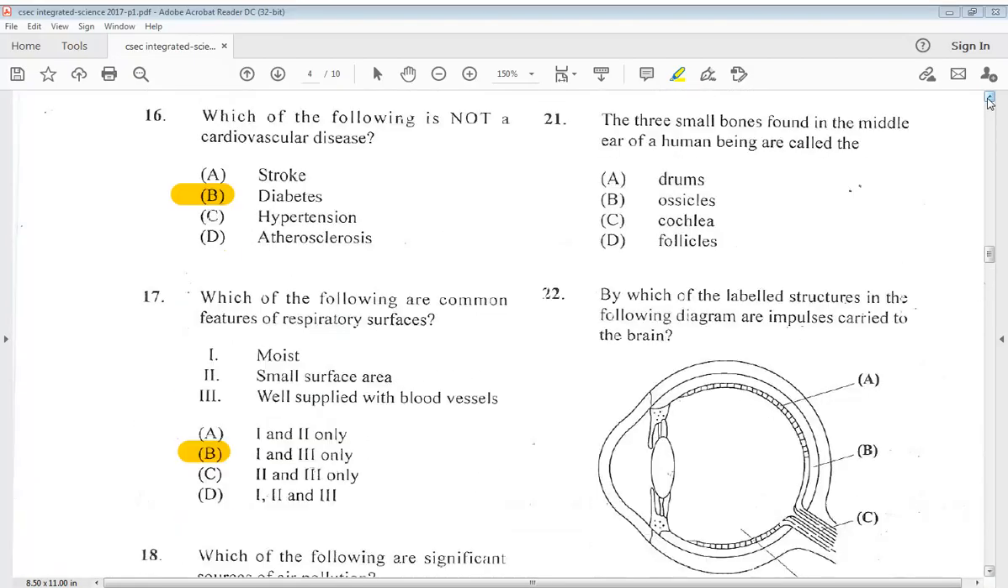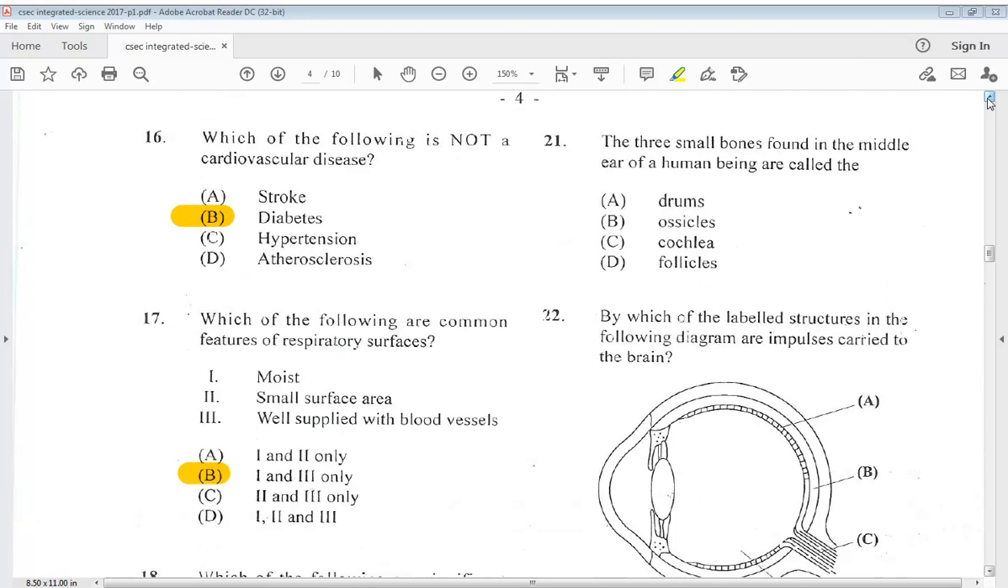21 now. The three small bones found in the middle ear of a human being are called the A. drums, B. ossicles, C. cochlea, D. follicles. So we know they are called B. ossicles.